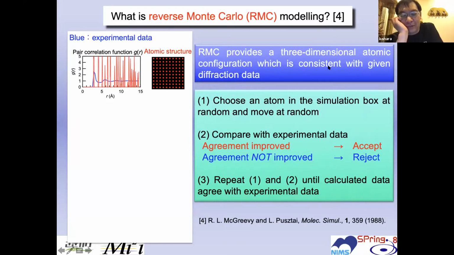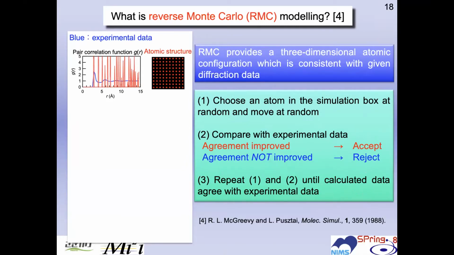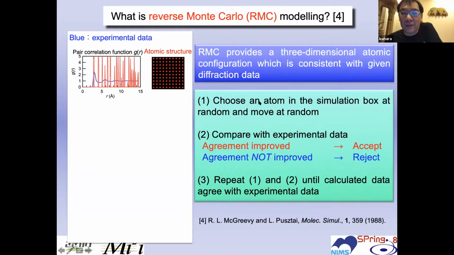Okay, I'd like to explain simple algorithm. This is really Monte Carlo procedure. Choose an atom in the simulation box at random and move at random. Then we calculate chi-square with experimental data. And if chi-square decreased, the movement is accepted. If not, this movement is rejected.